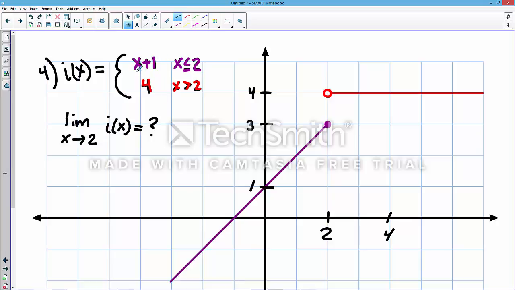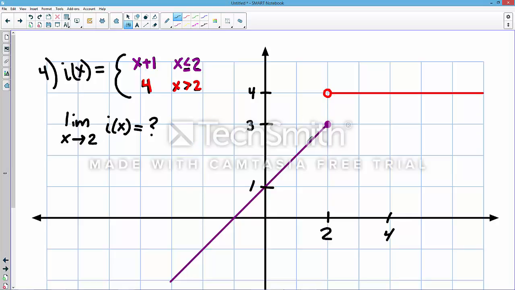Well, this function is a linear function, x plus 1, all the way up to and including 2. That's why there's a solid dot here. But once you go above 2, so 2.001 or 2.1 or 3 or 4, right? Any of those x values produces a value of 4. So we have a jump. Discontinuous, excuse me, and it's a jump. So what happens when someone asks us for a limit?